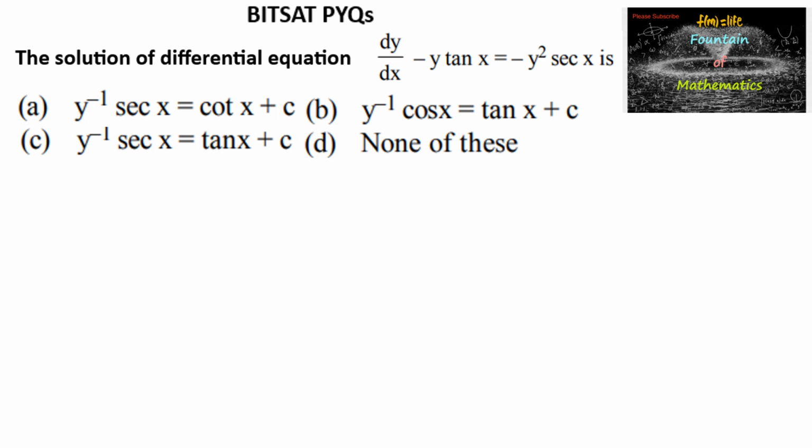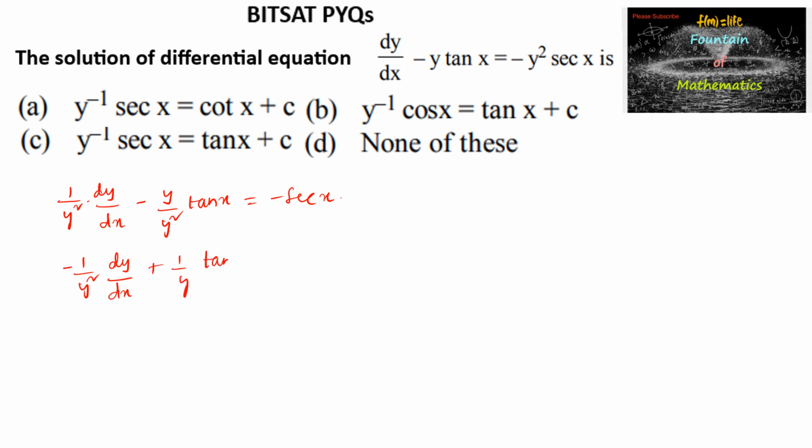We need to find the solution of the differential equation dy by dx minus y tan x is equal to minus y square secant x. So let us divide with y square. So we'll get 1 upon y square dy by dx minus y upon y square into tan x is equal to minus secant x. So this can also be written as 1 upon y square dy by dx, or we can also take minus in common, so minus plus 1 upon y into tan x is equal to secant x.